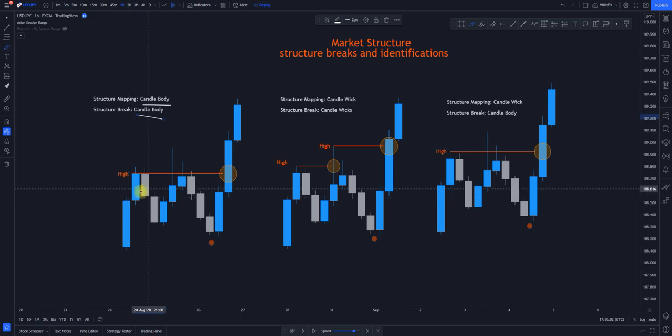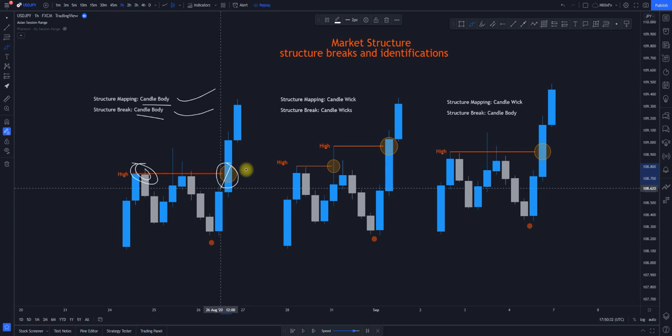When it comes to the type one structure, as I mentioned earlier, we have structure breaks and structure mapping. There are two types of structure mapping in each. Number one is how you put your line to determine the break you want to see on the market structure. In this case, we have a candle body mapping and a candle body break of structure, which means you map your structure on a candle body and you want to see your structure break with a whole candle body.